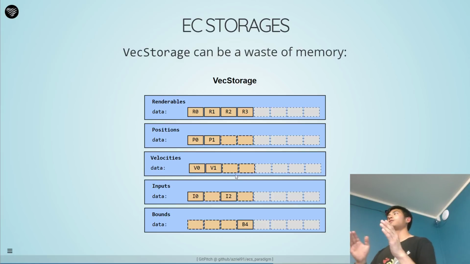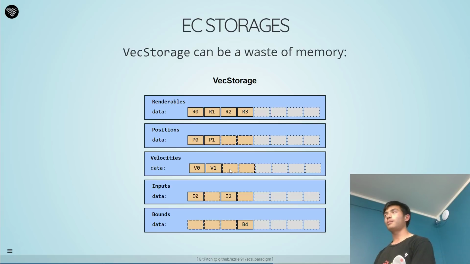But say for positions and so on and so forth, there are empty spaces. And so if you've only got a few entities which have this component, it's going to have a lot of empty spaces. And say if you have 1,000 entities, you're going to have a 1,000 capacity vector for every single component, and that's quite wasteful.